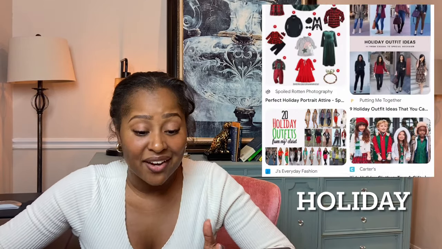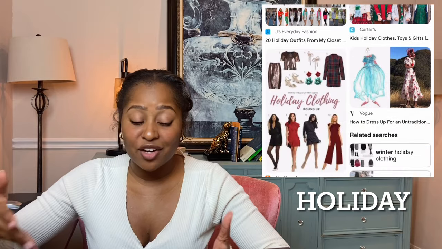Let's see. Holiday, festive attire. Also known as holiday attire, is a combination of cocktail attire, but often with a holiday flair. This dress code is particularly popular during winter times, of course. This versatile style can incorporate seasonal colors and patterns to create a joyful, stylish look.